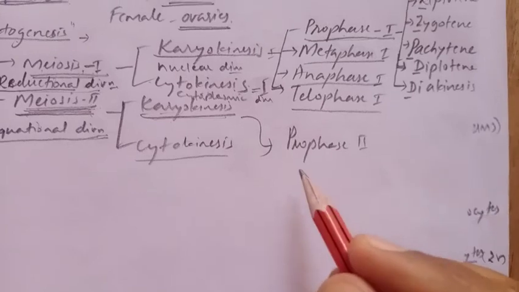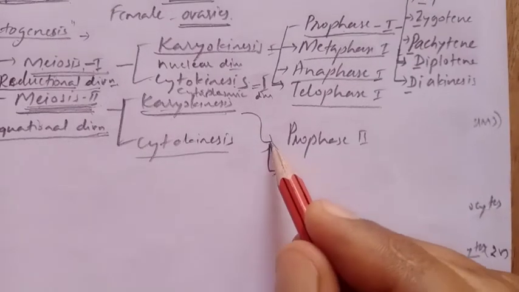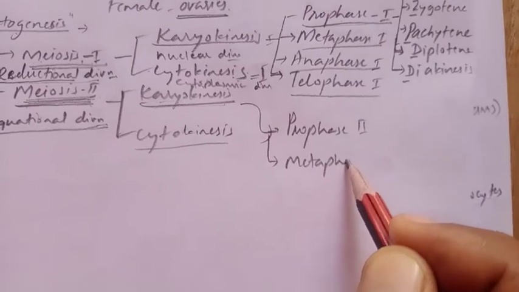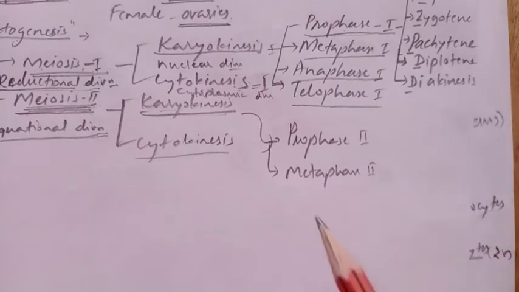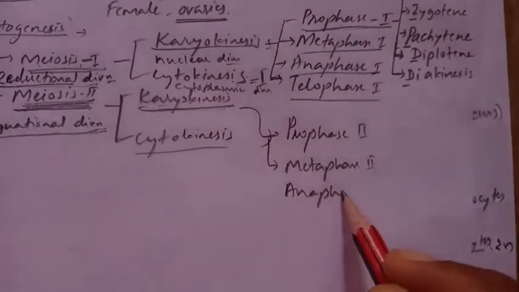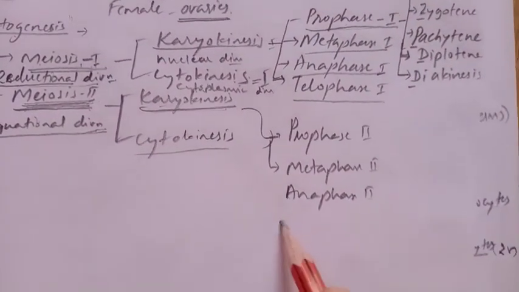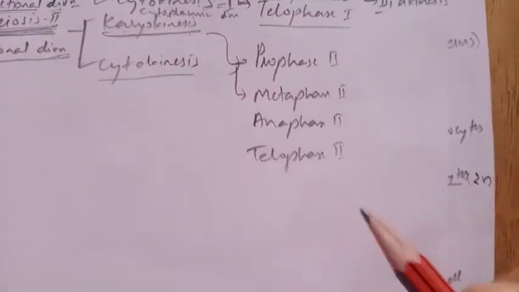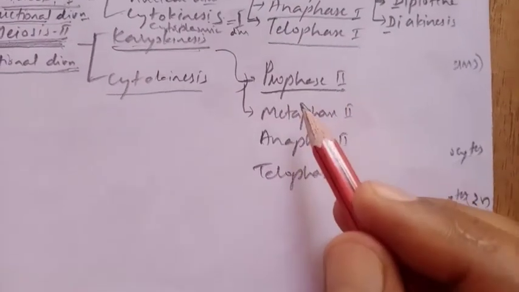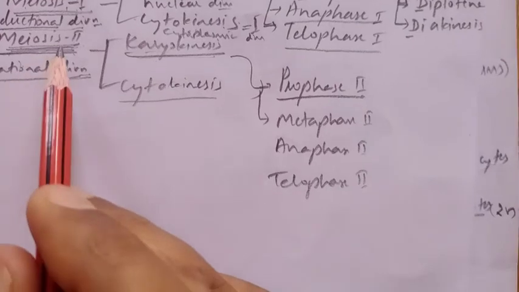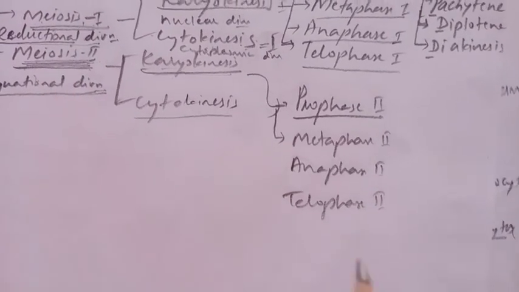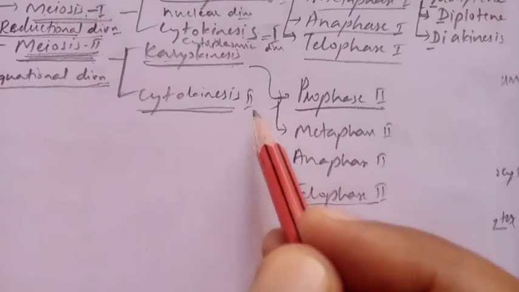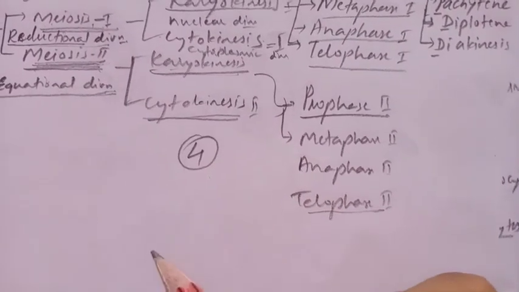2, yes, next one is prophase 2, metaphase 2, anaphase 2, and telophase 2. So these are the steps, or sub phases, of meiosis 2 we can consider, right? After telophase 2, cytokinesis 2 takes place. Finally 4 cells will be formed.